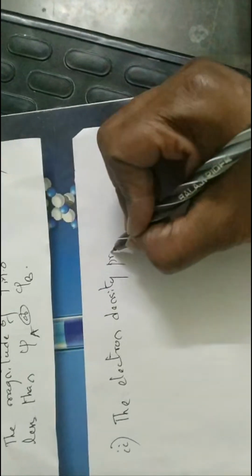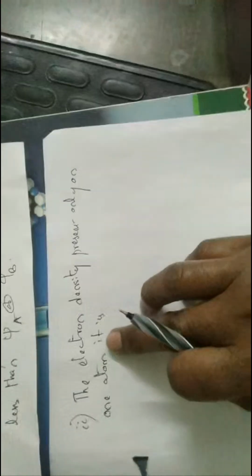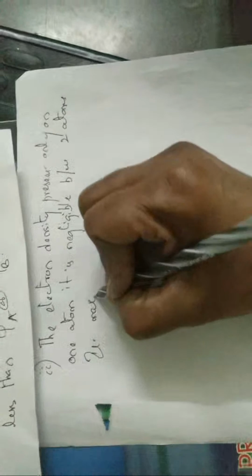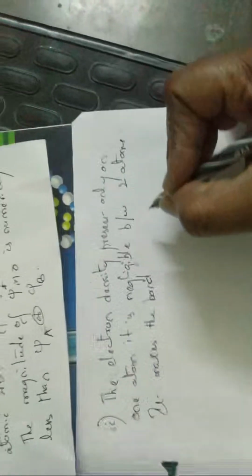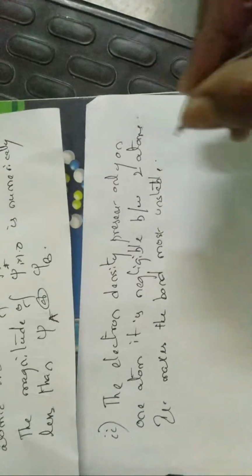So here I'll write and show that the electron density is present only on one atom, and it is negligible between the two atoms. So it makes the bond most unstable.